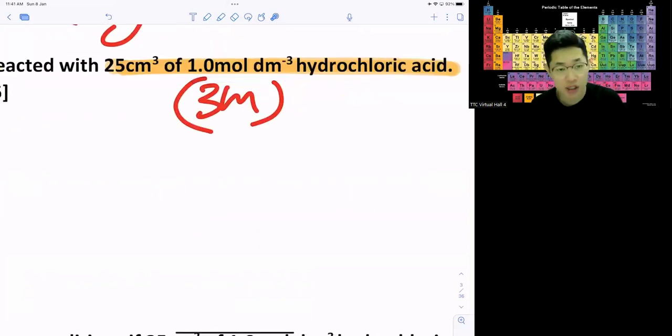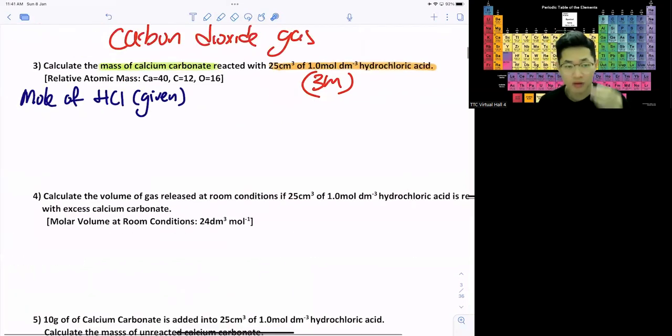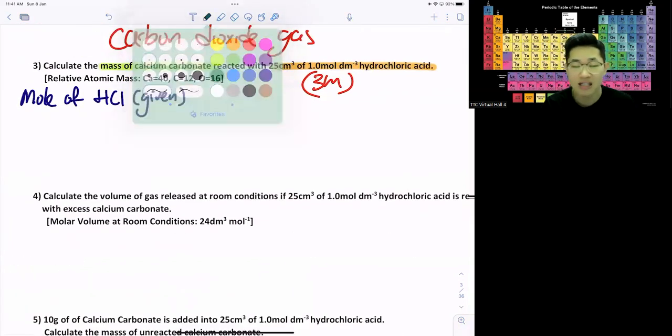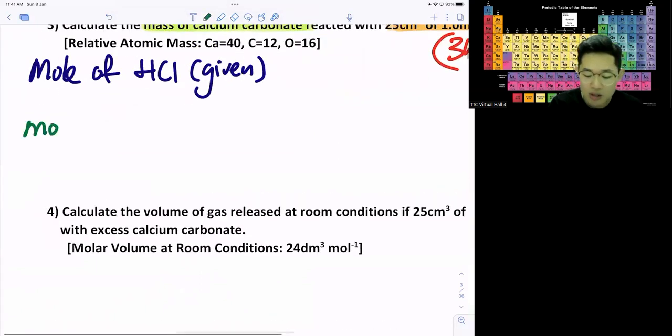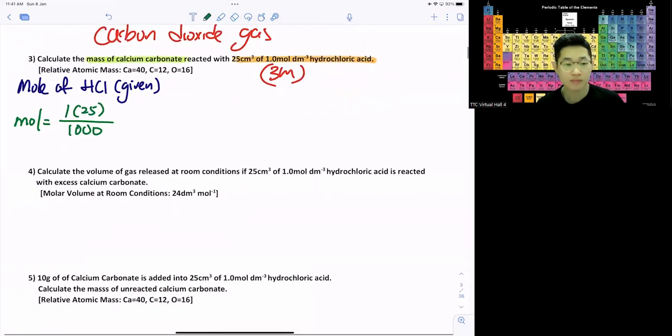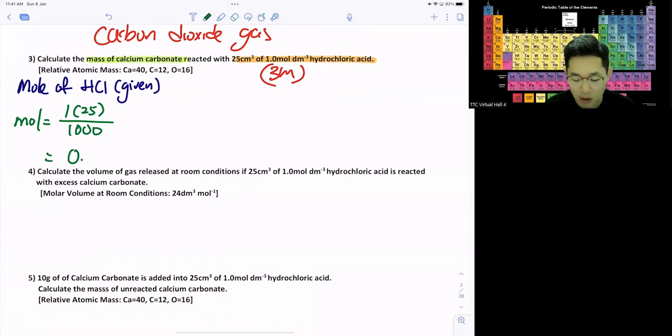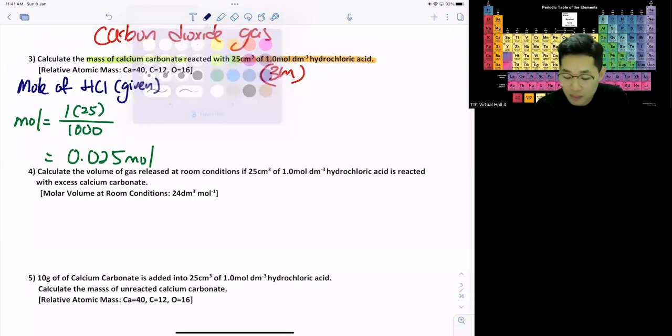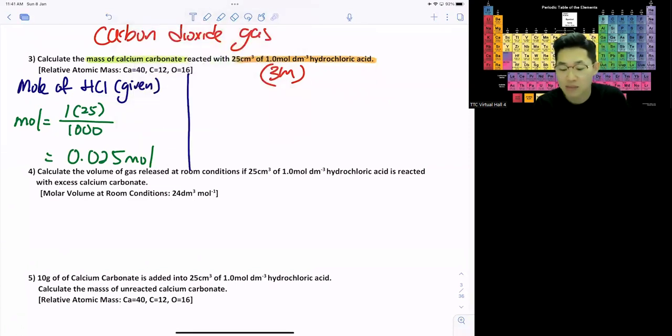It means concentration. So in order to find mole from volume and concentration, this is the formula that we learned in chapter 6. Mole equals to MV over 1000. That will get us 0.025 mole. Okay, so this is the first step. I have found the mole of HCl. Now, I'm going to do the second step. In the exam, no need to draw the line. I draw the line only to make it easier for you to see. The second step is comparing the ratio.